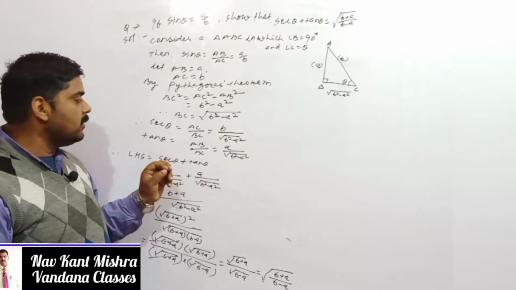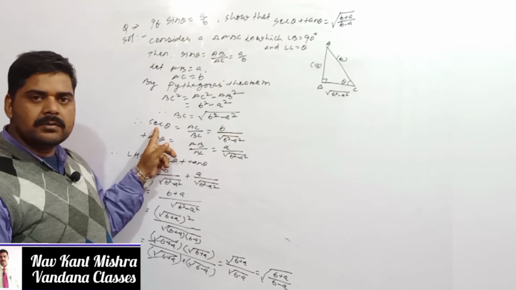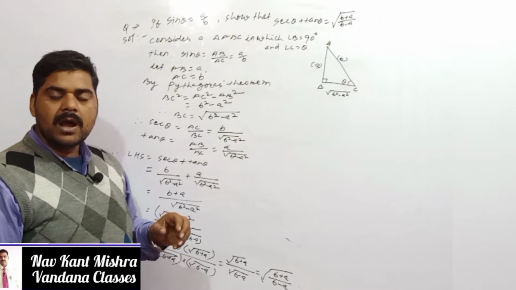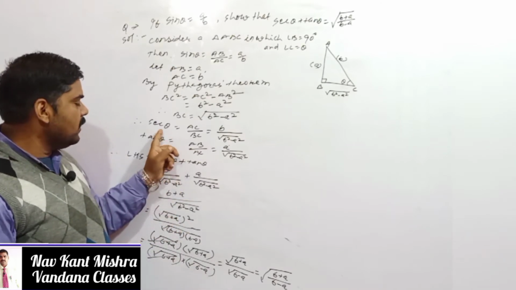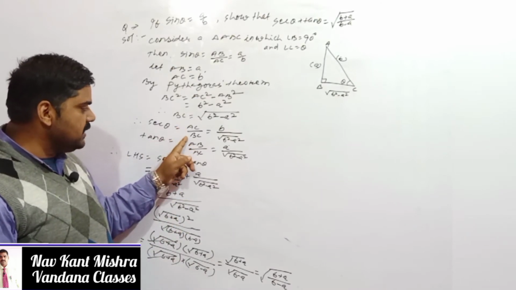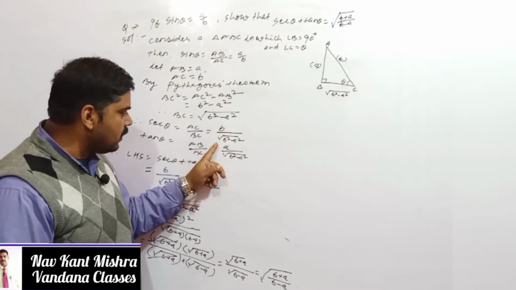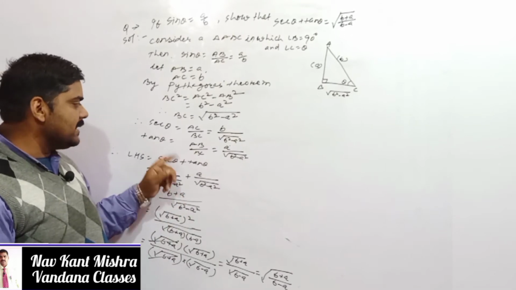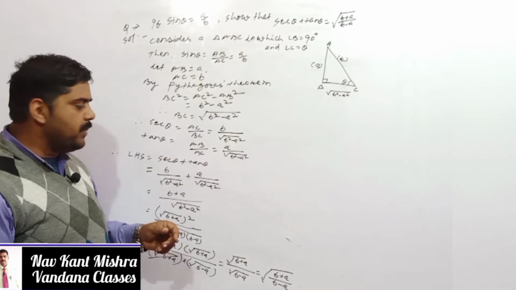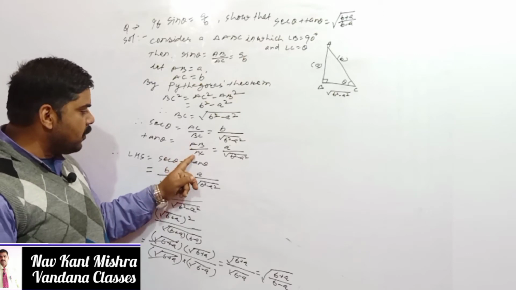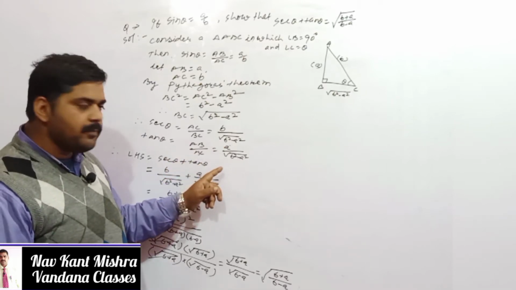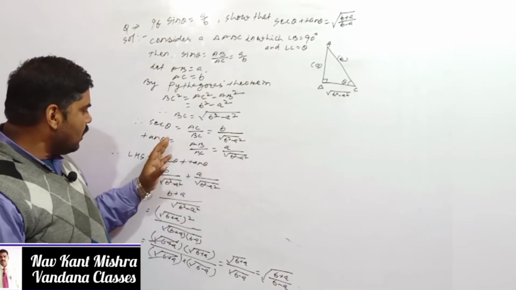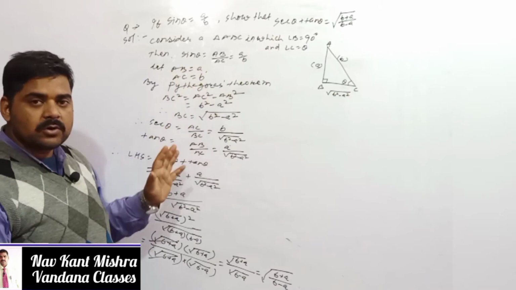After that you need to put the value in place of sec theta and tan theta. Sec theta is equal to hypotenuse upon base, so sec theta is equal to AC upon BC, which is equal to B upon square root under B square minus A square, and tan theta is equal to perpendicular upon base, so it can be written as AB upon BC, which is equal to A upon square root under B square minus A square.